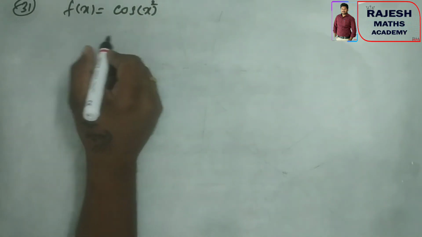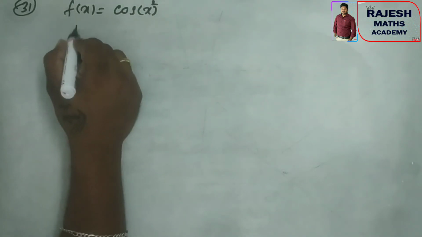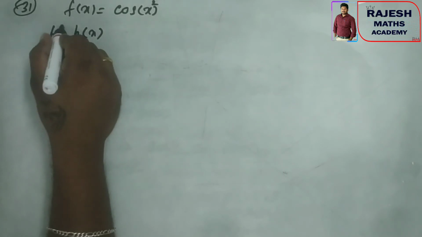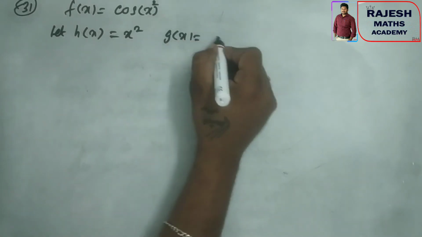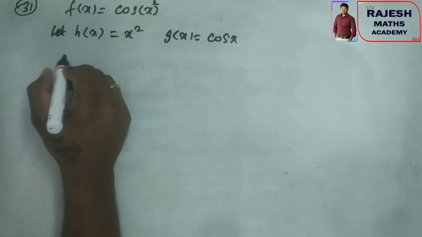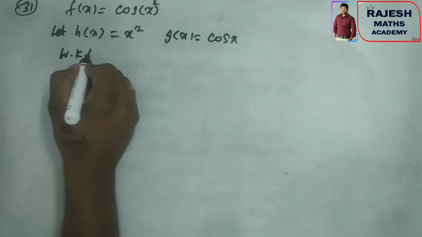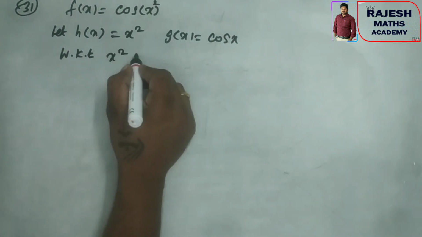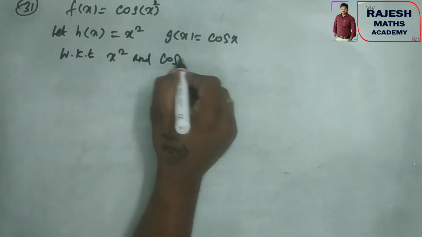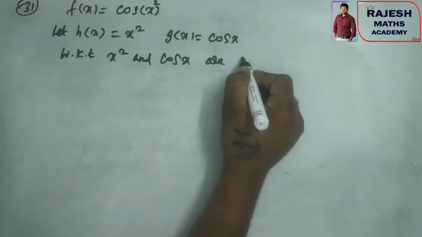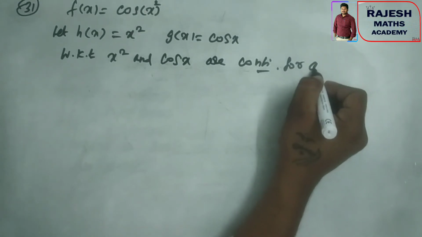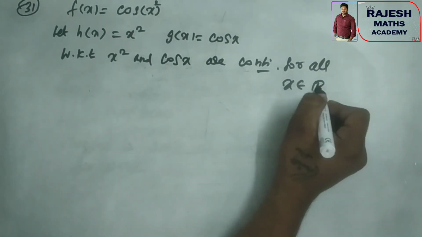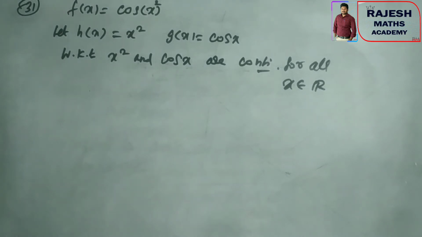So let h of x equal x square and g of x equal cos x. We know that x square and the cosine function are continuous for all x belonging to the real numbers. So for all x belonging to real numbers, these two functions are continuous.